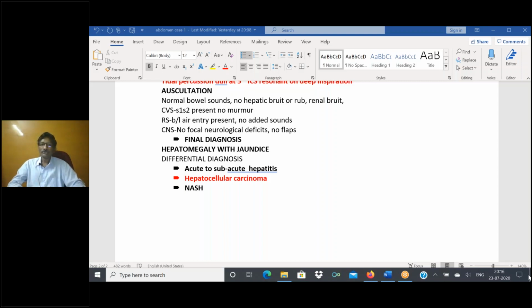Okay. So what is the LFT pattern you will get in autoimmune hepatitis? Is there any characteristic LFT pattern you will get in autoimmune hepatitis? Okay, I think I'll give you some time on this. I'll give you the question alone. Aditya has given the answer as predominant ALT elevation.